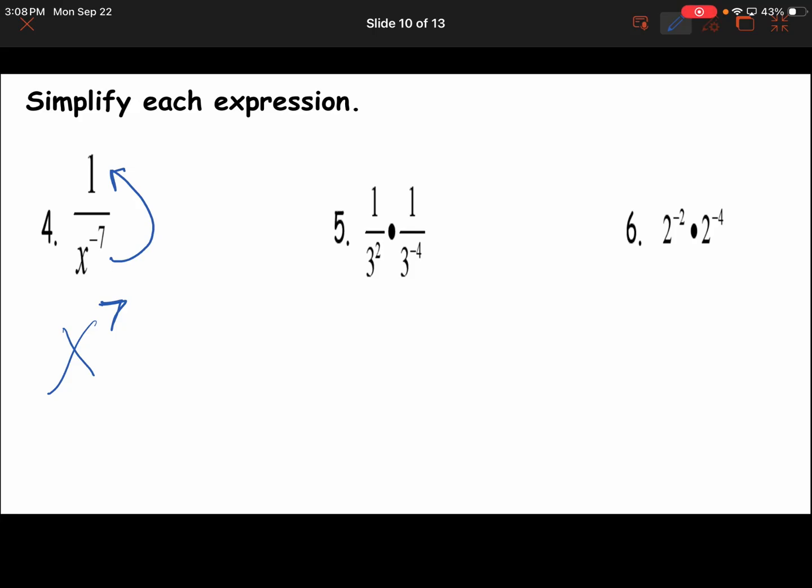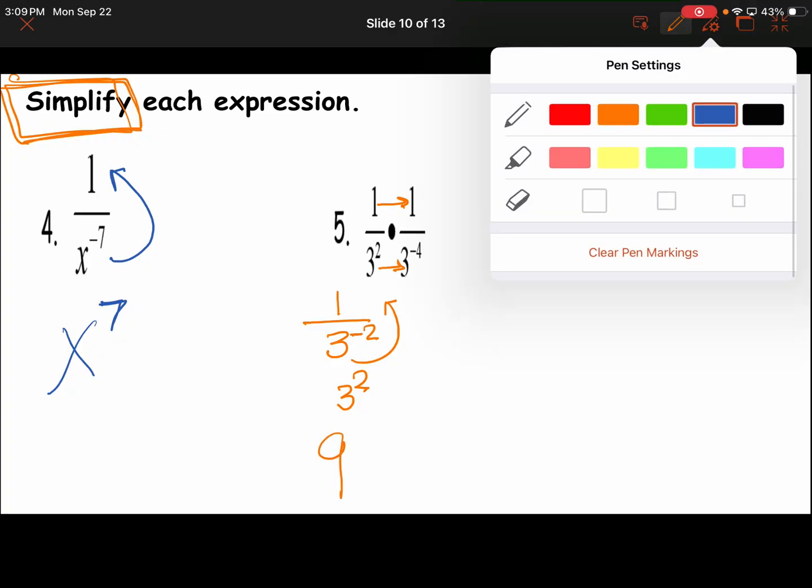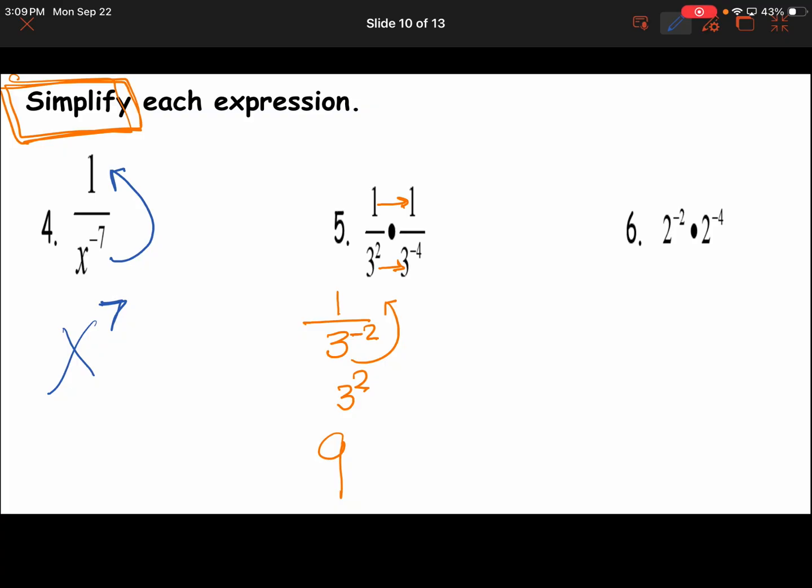You get to number 5, you get options. You can do this problem several ways. You can go straight across the numerators and the denominators, which would give you 1 over 3 to the negative 2, because you would have had 2 plus negative 4. 2 plus negative 4 would be negative 2. And what does 1 over 3 to the negative 2 give me? 3 to the 2nd. And what does 3 to the 2nd give me when my directions are to simplify?